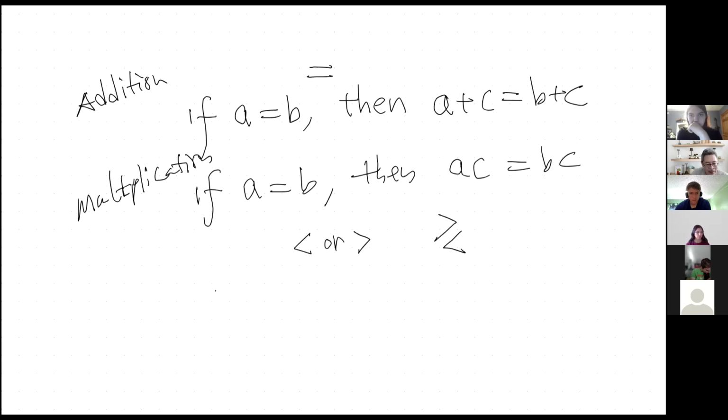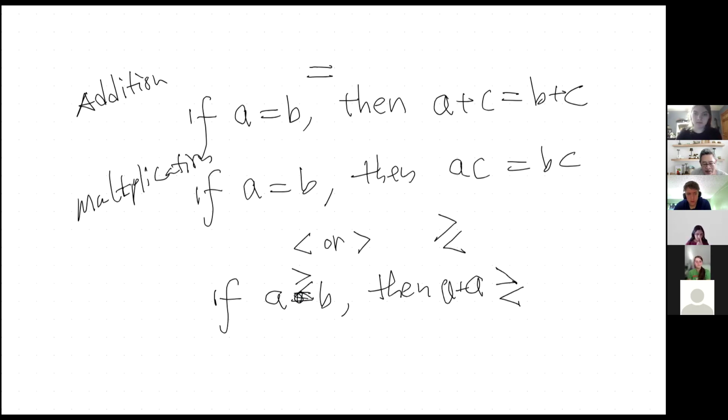One is, if A is not equal to B... sorry, if A is greater than or less than B, then A has to stay greater than or less than B if you add the same number on both sides. Good? Okay, are we good on this one?